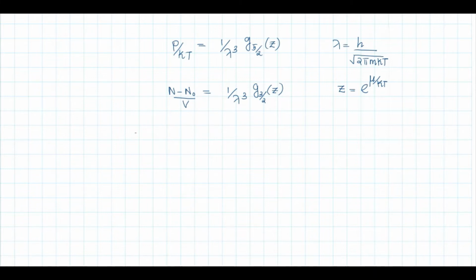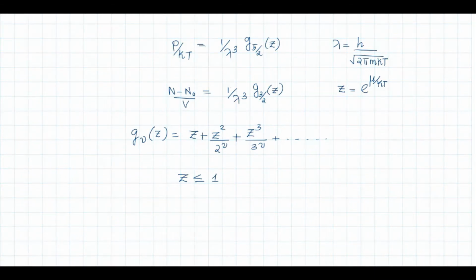These two functions, g 5/2 of z and g 3/2 of z, are Bose-Einstein functions, and the general definition of the Bose-Einstein function is g nu of z equal to z plus z squared divided by 2 raised to nu, plus z cubed divided by 3 raised to nu, plus etc. In principle, the maximum value of z is 1. So the value of z is always less than or equal to 1.